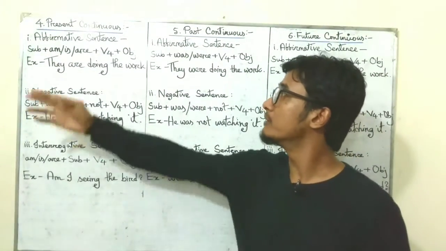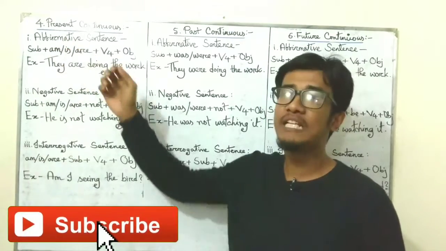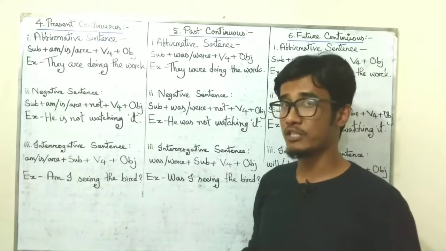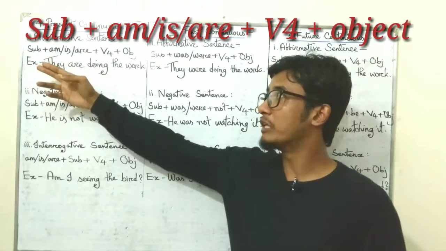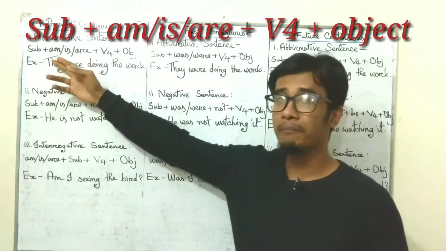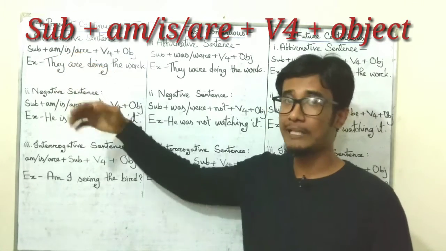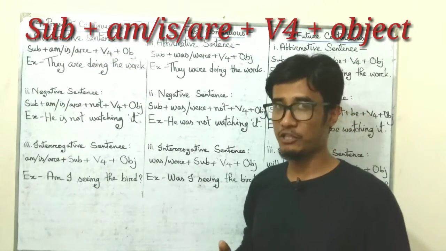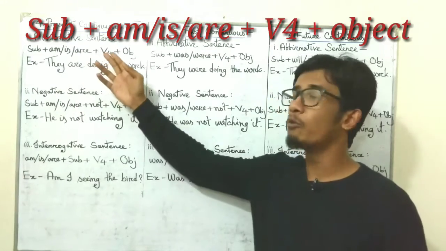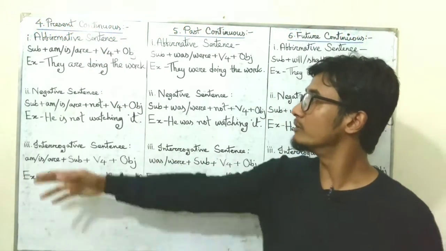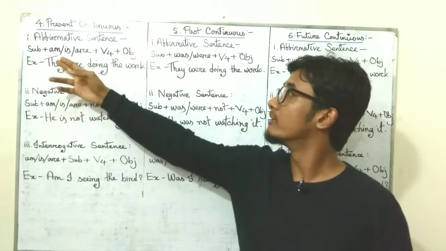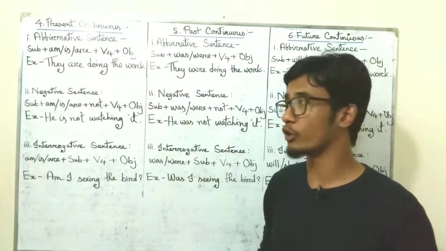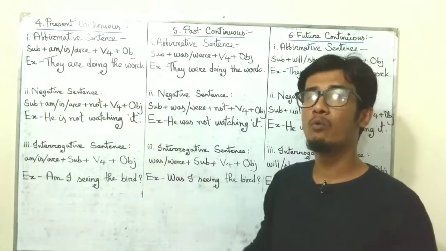First of all, I have written present continuous affirmative sentence structure. So let's follow the structure at first. In affirmative sentence, we start with a subject, then we use auxiliary verbs am, or is, or are. Immediately after the auxiliary verb, we use V4, which is verb plus ing, present participle. And finally, we give an object. So let's see an example. Subject they, auxiliary verb are, verb plus ing, doing, object the work. They are doing the work.